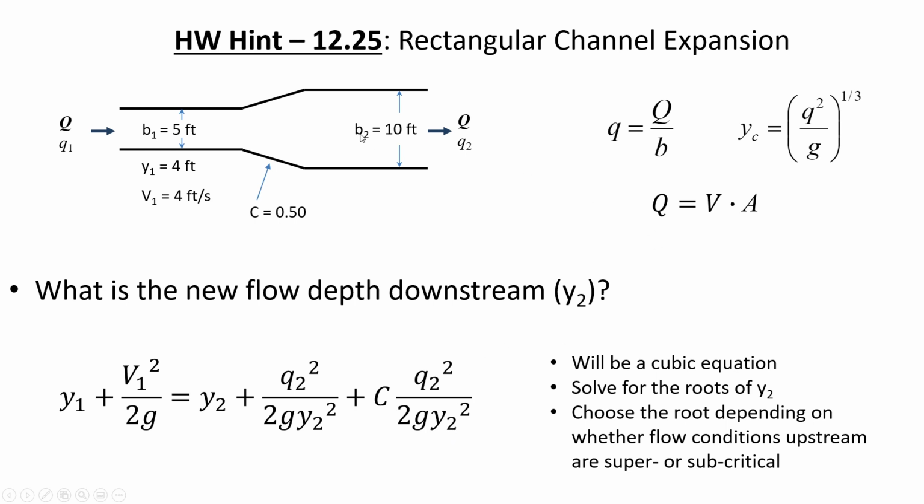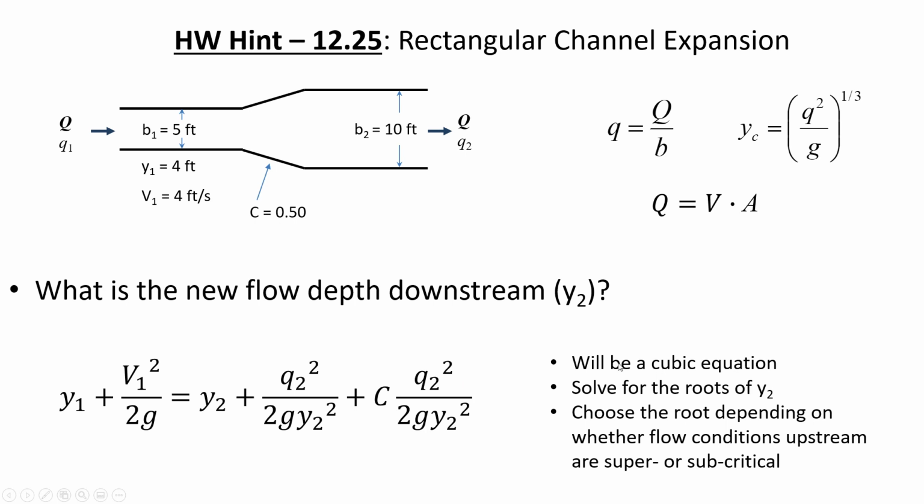What is the new depth downstream? So the new depth is going to be the depth, plus the velocity head, which is a function of the depth, and then the energy loss, which is some coefficient multiplied by the velocity head. So here C is 0.5, and so basically what you've got is 1.5 times the velocity head.